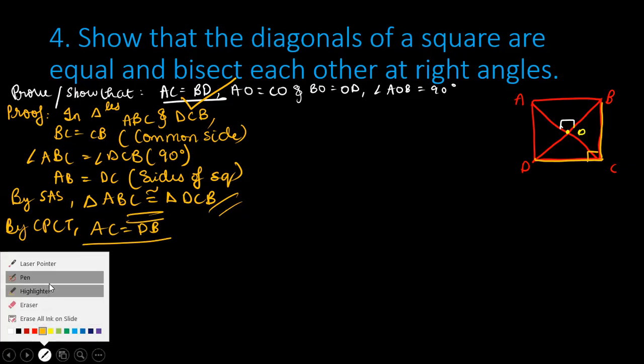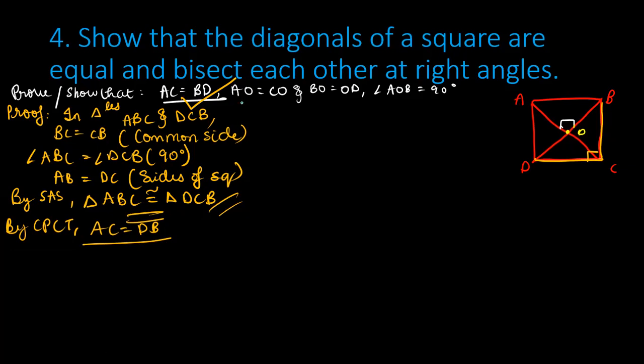Now the second part of the question, what is it? We need to prove that AO is equal to CO and BO is equal to OD, right? For that, which two triangles can we take? In triangles AOB and COD. Look at the figure. AOB and COD. These two triangles we're taking.